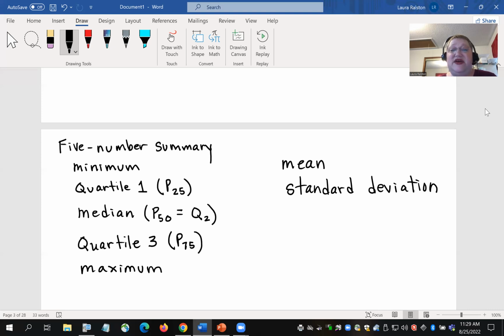I'm going to give you just a second to make sure if you're going to make a screenshot or write that down, because you're going to need to know what the 5-number summary is. You also kind of need to know these relationships, that quartile 1 is percentile 25, and quartile 3 is percentile 75. So you need to know those relationships. Questions?